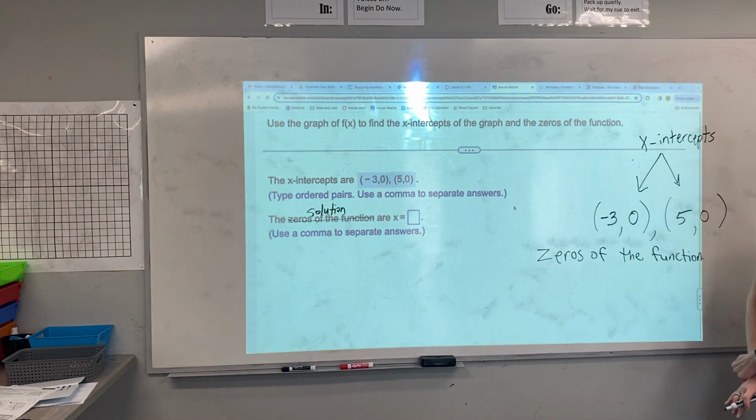So how would we write that, Emily O? How would we write that the zeros of the function, or the solution of the function, are x equals blank, comma, blank?